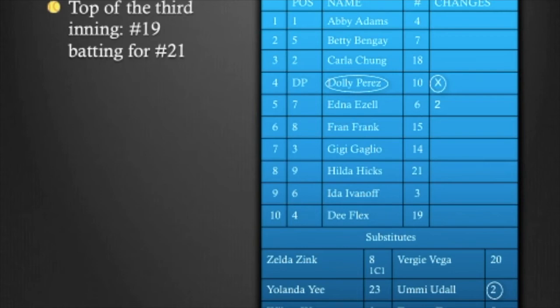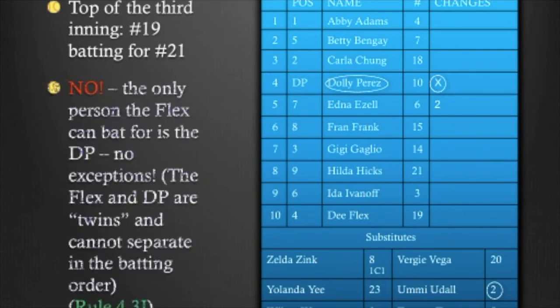So is anyone going to allow this to happen? No. Okay, fair enough. So the only person the flex can bat for or run for is the DP. There are no exceptions to that at all, right? You just can't do this, right? The only place the flex can ever show up in the batting order is in this slot. Can't show up batting for anyone else. Or put differently, can the flex and the DP ever be on offense at the same time? No. Okay.